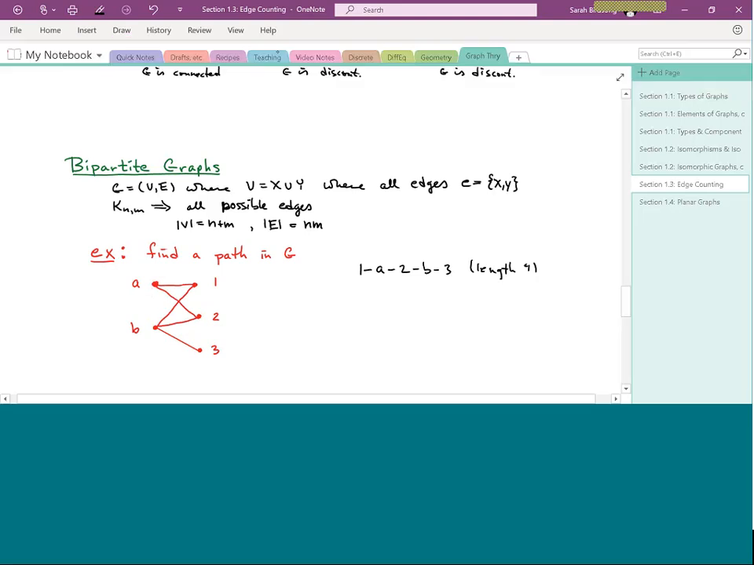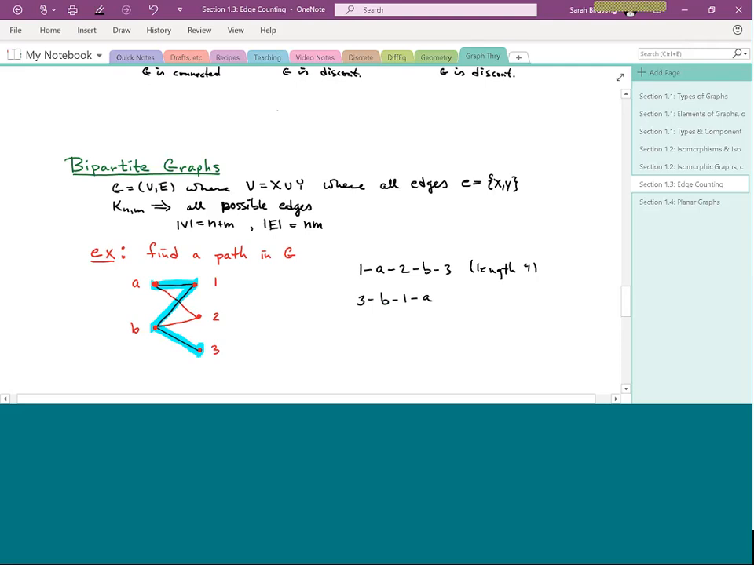So suppose we picked a different path. Maybe we started at 3, and at 3 you can only go to B. Maybe we then go to 1, and then go to A, and let's stop there. In this particular case, that would be a different path: 3 to B to 1 to A.